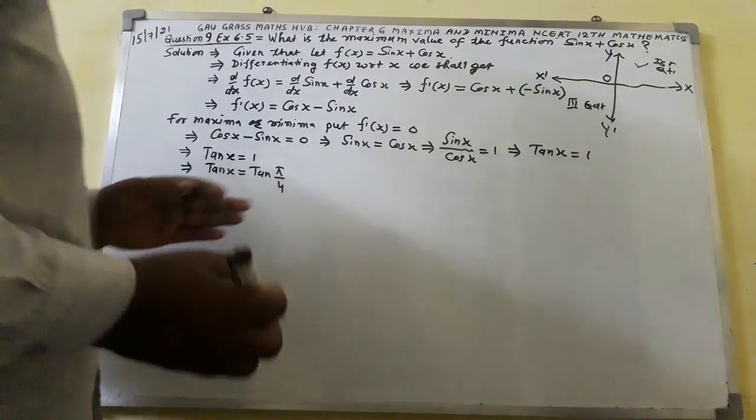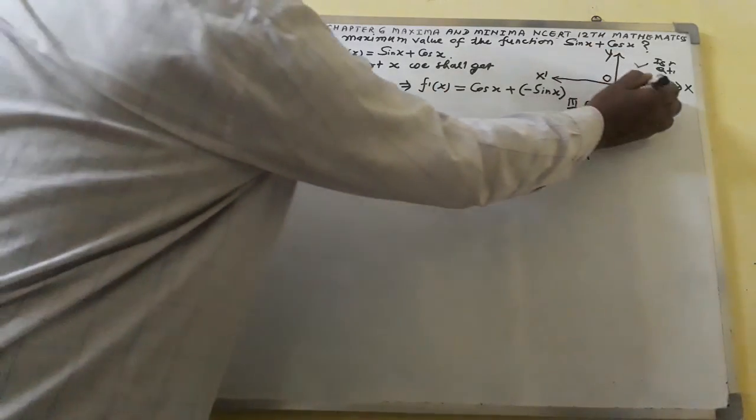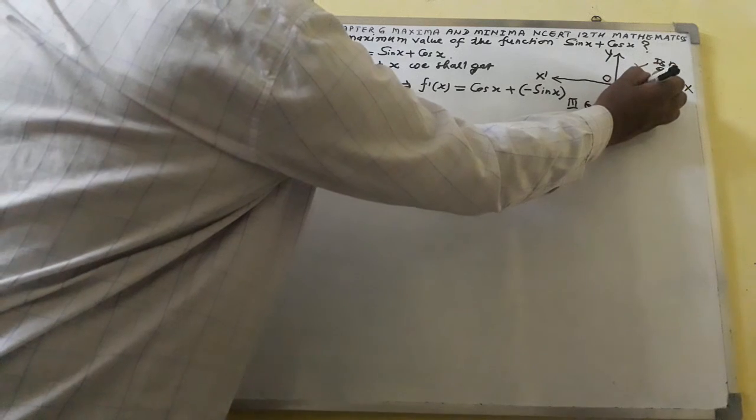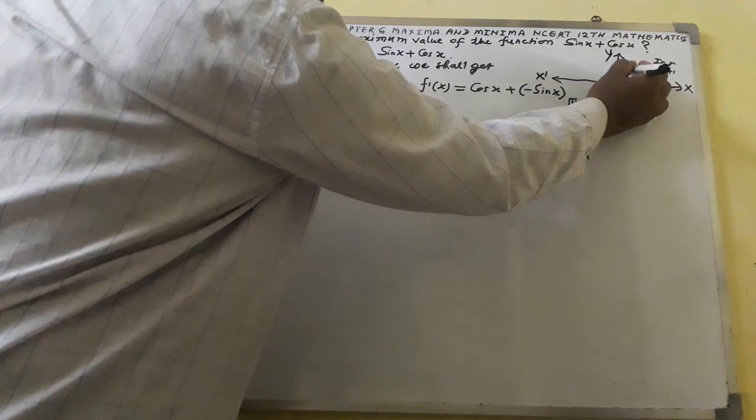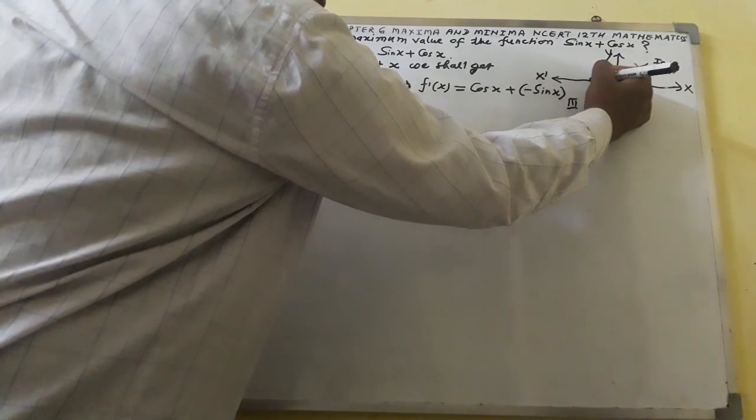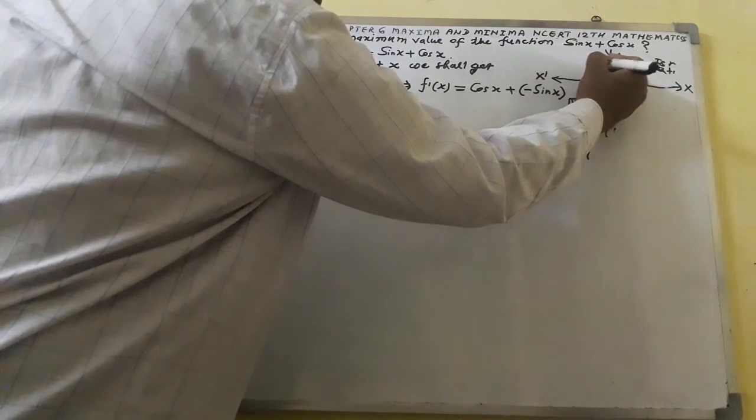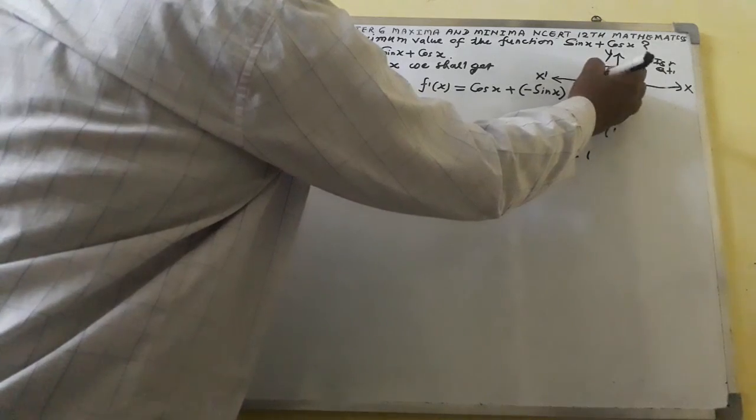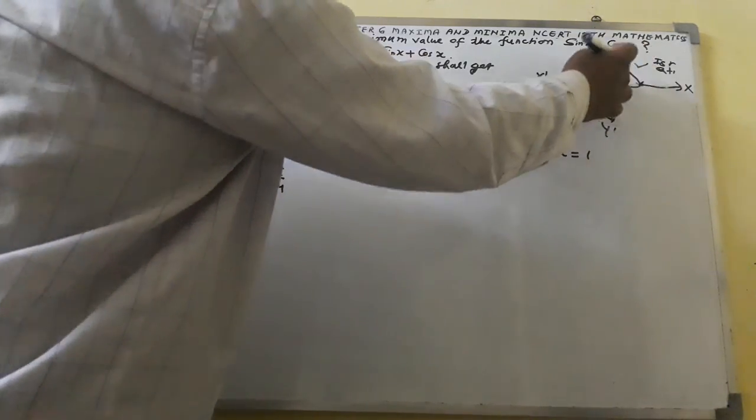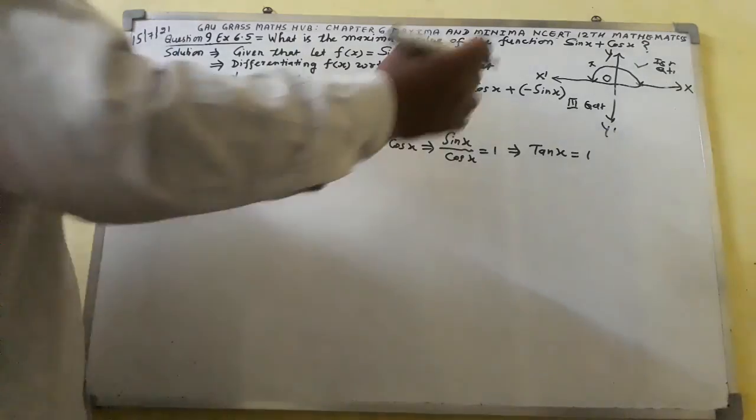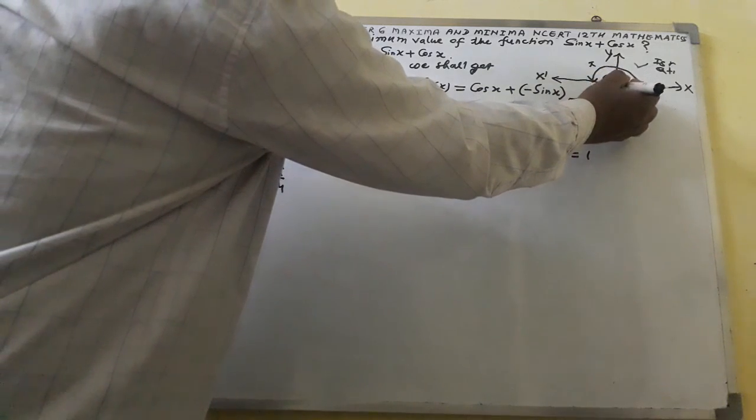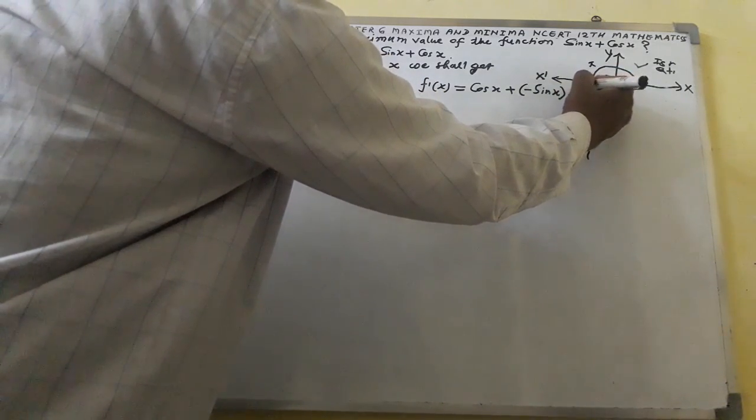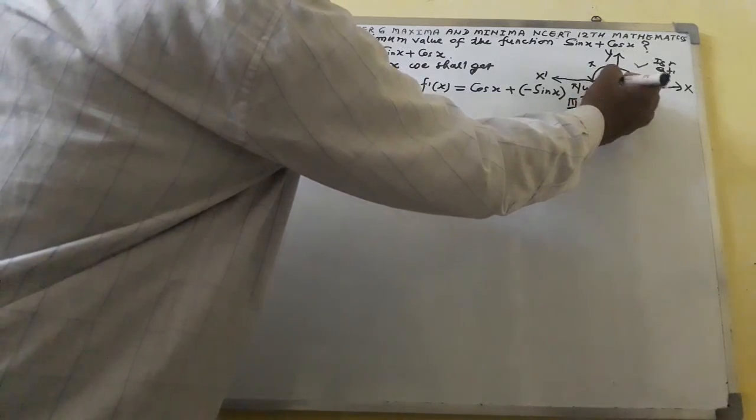Now think over the third quadrant. If you move from this point in the anti-clockwise direction up to this place, the distance covered in radians is pi. Here it says third quadrant. In order to reach the third quadrant here, you can assume this angle will be pi by 4.